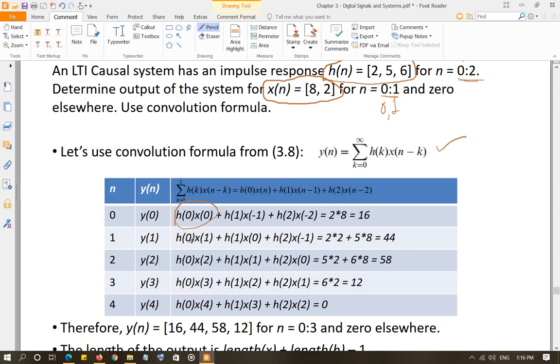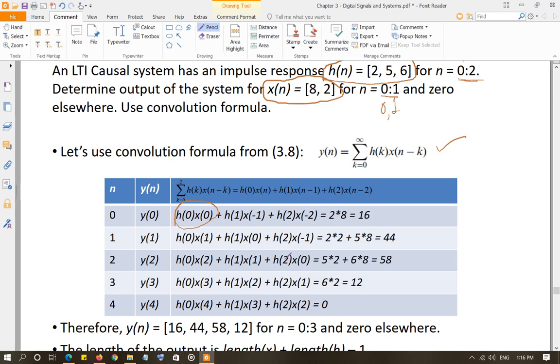y of 1: you put n equal to 1 in this formula, and that's going to be h of 0, x of 1, h of 1, x of 0, h of 2, x of -1. Again, x of -1 is 0. So you have h of 0, x of 1, that is 2 times 2, 4, and h of 1, x of 0, that is 5 times 8, 40. So your answer is going to be 44. And in a similar way you can expand this.